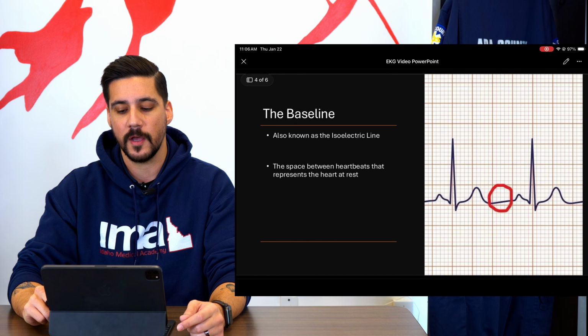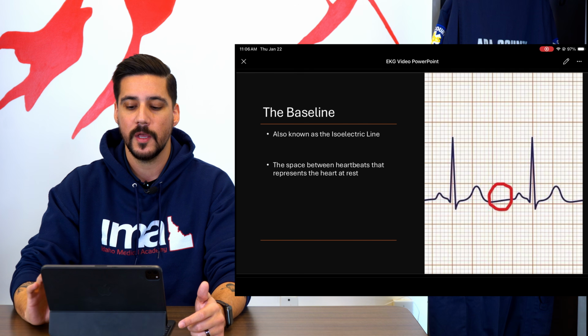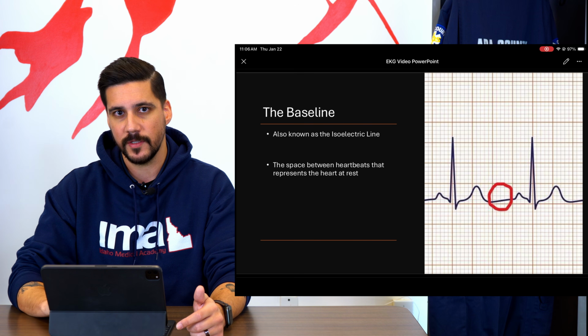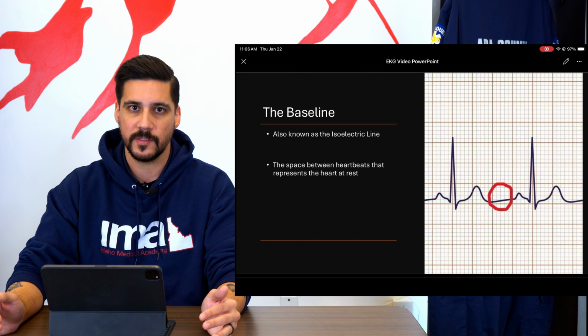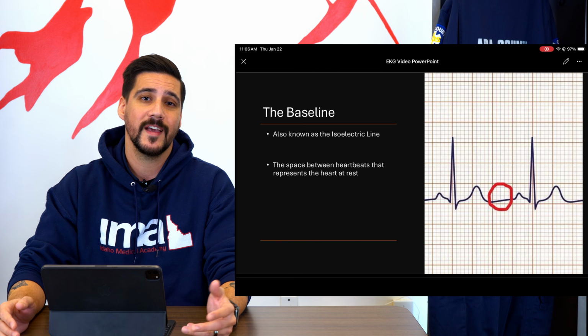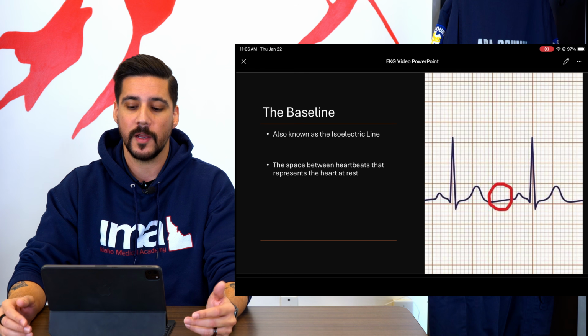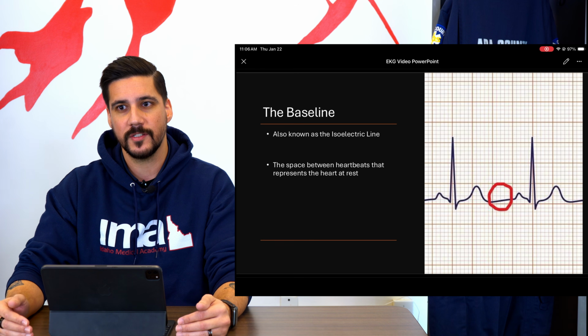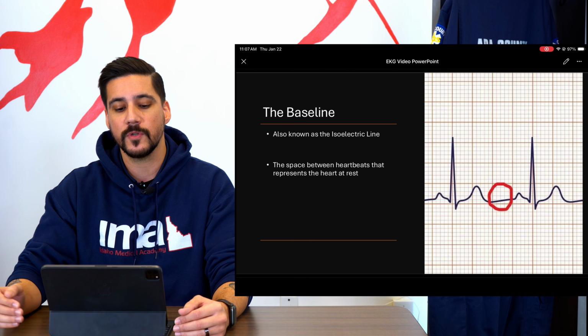Okay, so scrolling down, let's talk about our squiggly lines here. Now, I will be coming back to this image, so you'll see that as I come back and forth, but let's start at first with the baseline. The baseline is also known as the isoelectric line, okay? What that really indicates is going to be the space between heartbeats.